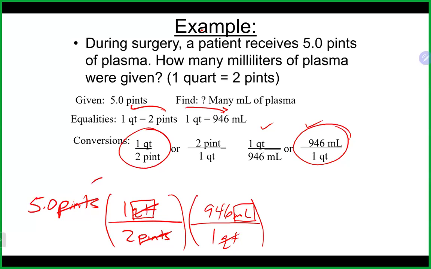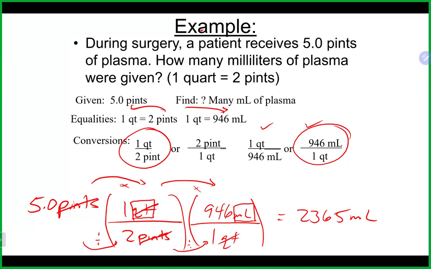We're going to multiply here. And again, we're going to come back and divide by whatever is on the bottom. So again, multiplying and dividing, pretty much all we're doing. 5 times 946 divided by, looks like only 2 in this case. And that's going to give us a number here of 2365 milliliters. First off, any questions on the setup or the calculation there?